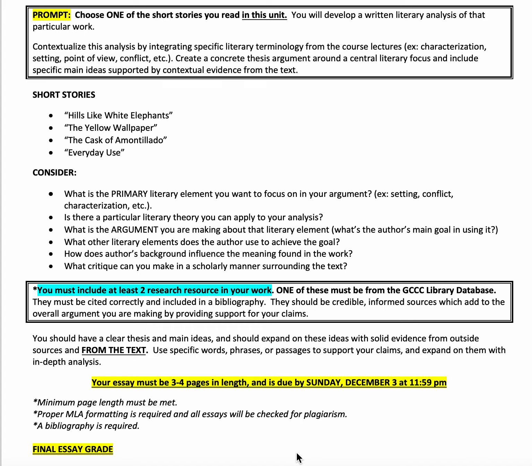What's the argument that you're making about the literary element? So what is the author's goal in using that element? For example, why is it important that the Cask of Amontillado, if you're going to look at setting, is set in the catacombs? Or why is dialogue so important in Hills Like White Elephants, or symbolism in the Yellow Wallpaper, or imagery in Everyday Use? So think about what the primary element is that you want to focus on, and then think about what are the other elements that help achieve that goal.